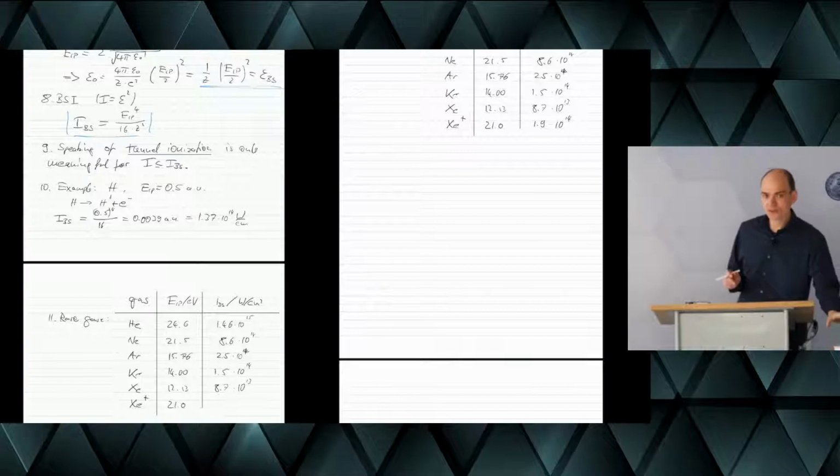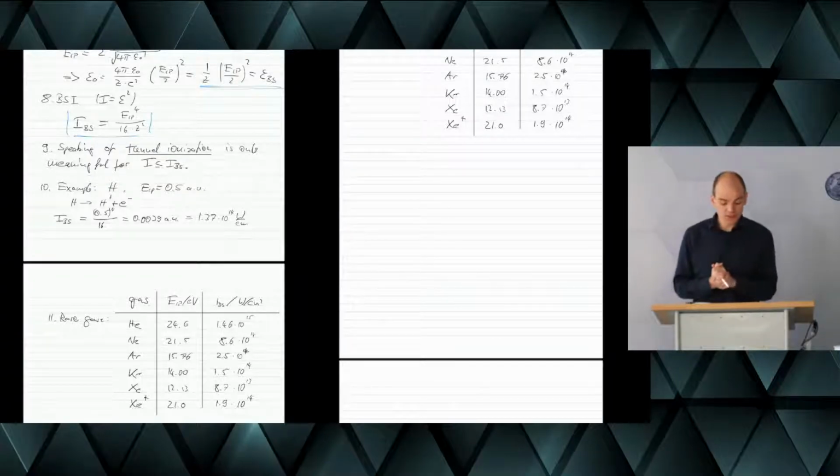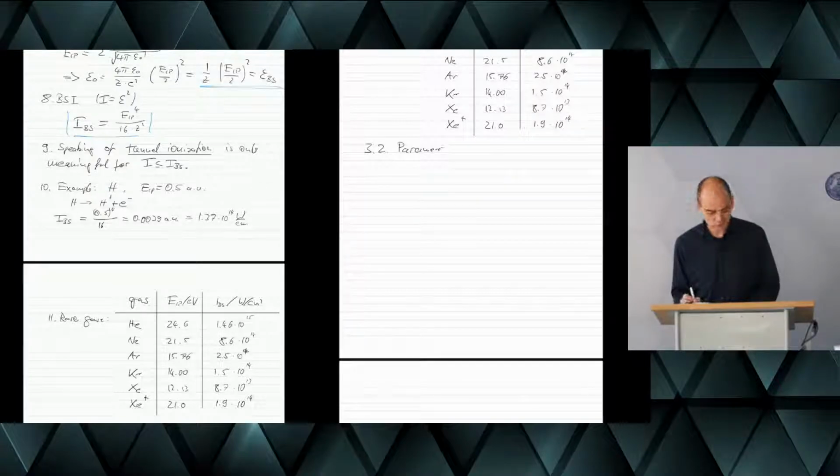Okay, so this is our third mechanism, barrier suppression ionization. So let's order our little zoo a bit. And this is done by introducing the Keldysh parameter. But let's first get an overview: parameter ranges and ionization mechanisms.